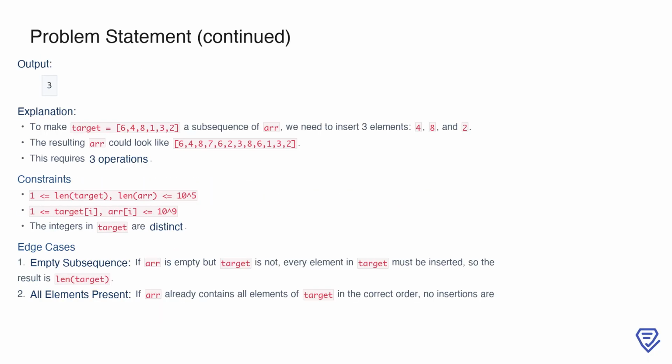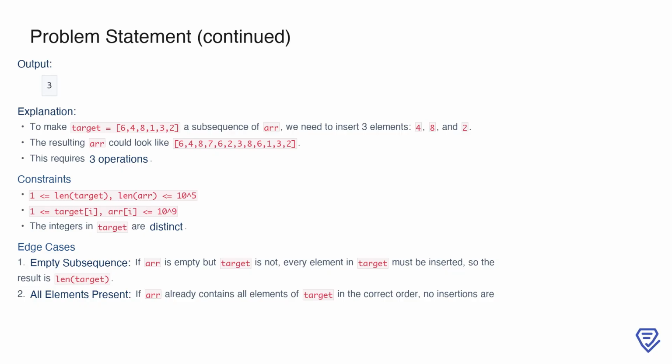Now let's look at another example. Here, target is 6, 4, 8, 1, 3, 2, and ARR is 4, 7, 6, 2, 3, 8, 6, 1. The output is 3. To make target a subsequence of ARR, we need to insert 3 elements, 4, 8, and 2. For instance, we could insert 4 and 8 near the start of ARR, and 2 towards the end, resulting in an ARR like 6, 4, 8, 7, 6, 2, 3, 8, 6, 1, 3, 2.